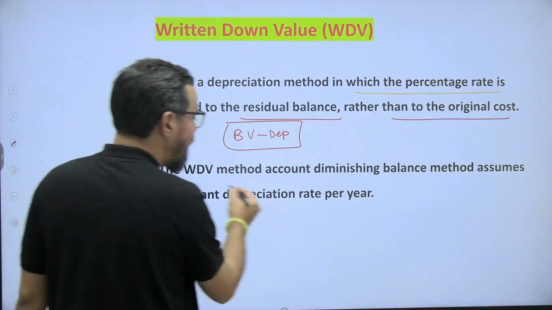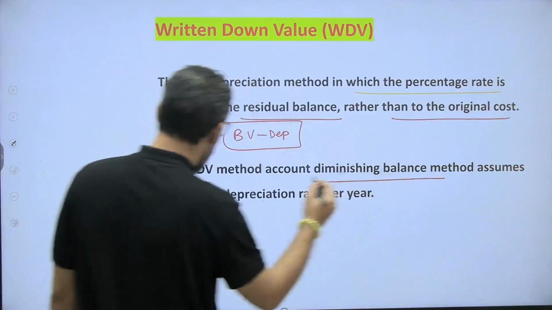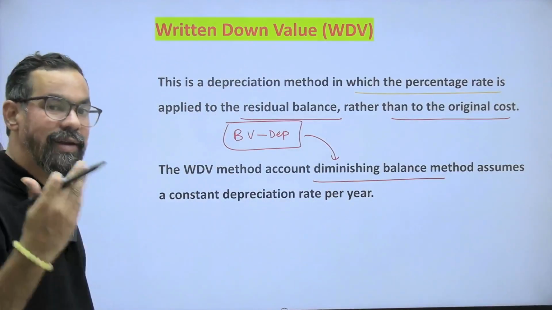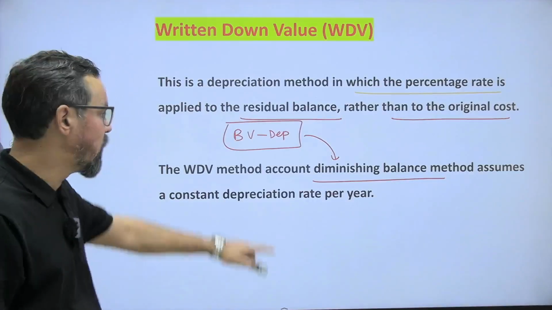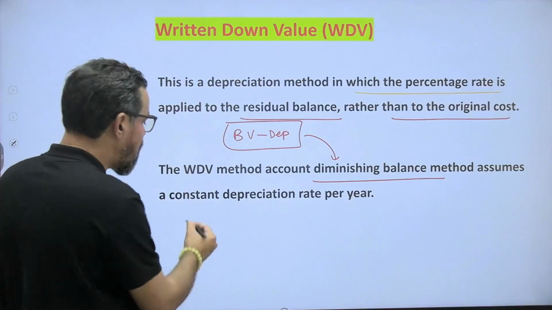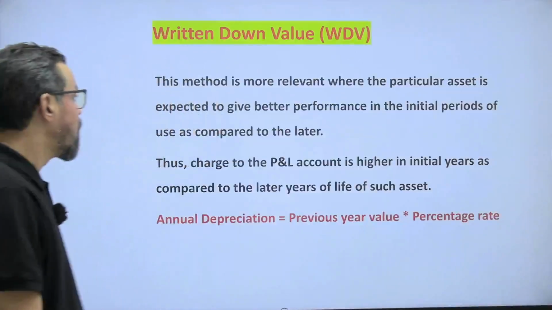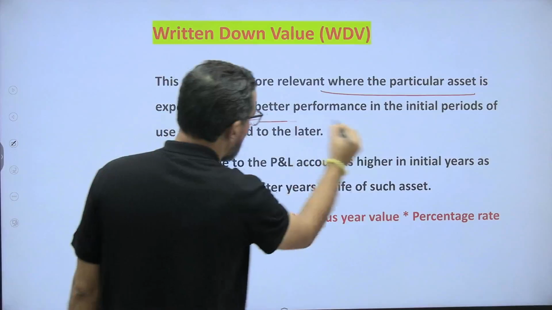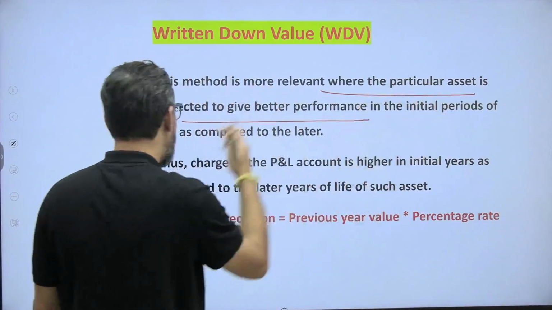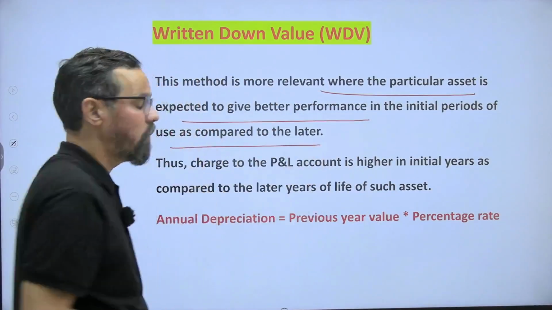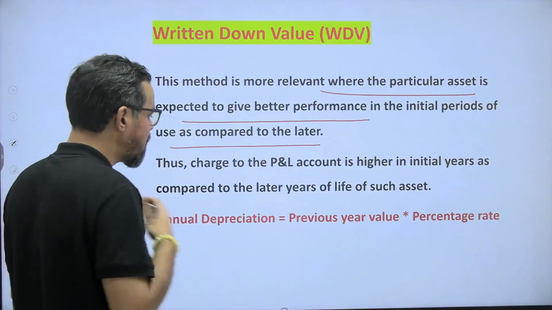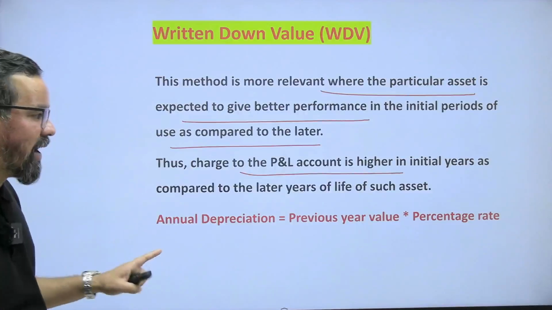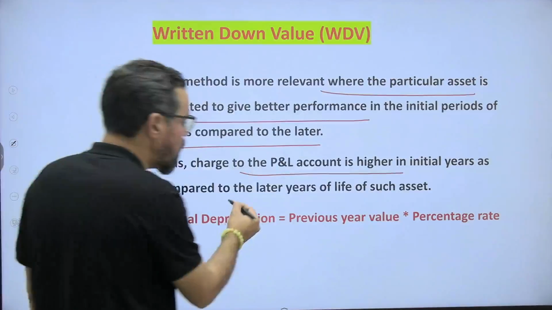The written down value method, also known as the diminishing balance method. Diminishing balance means every year the asset value declines, and you have to adjust that decline in your books. That is known as your residual balance, at a constant depreciation rate per year. So this method is more relevant where the particular asset is expected to give better performance in the initial period compared to later ones. Thus, charges in profit and loss account are higher in initial years as compared to later years.